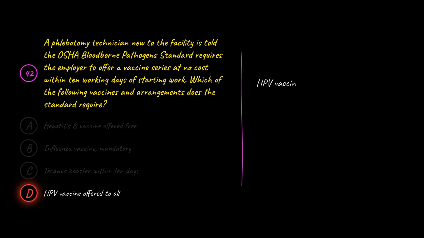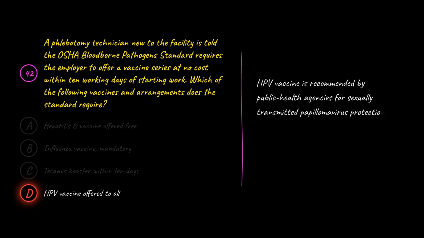D is wrong because HPV vaccine is recommended by public health agencies for sexually transmitted papillomavirus protection, not for occupational bloodborne exposure. The OSHA standard targets hepatitis B because of its high concentration in blood and proven occupational risk.